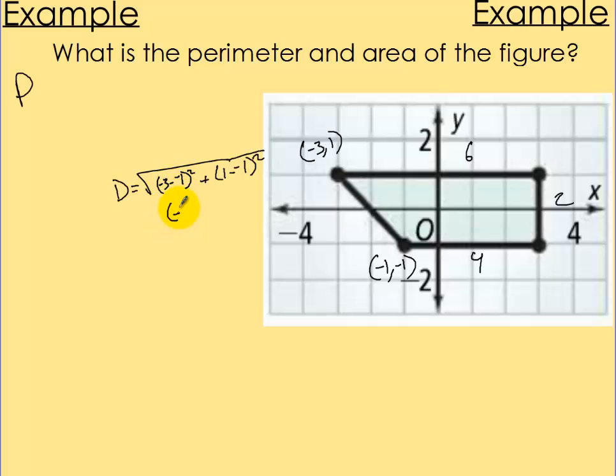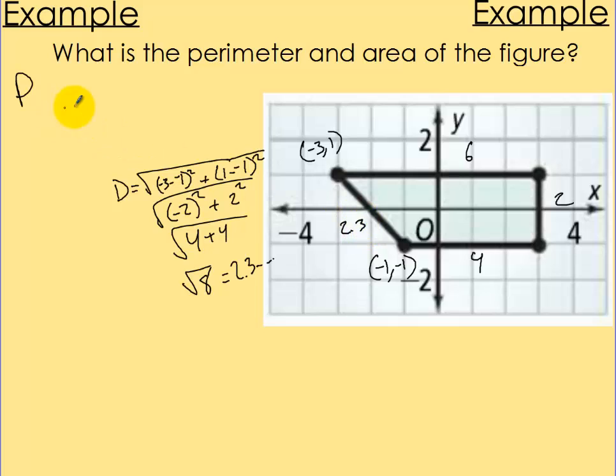So -3 minus -1 is going to become -2 squared. And this is going to be adding, what's that going to be? Plus 1 minus -1, so that's going to be 2 squared. So that's going to be 4 plus 4, which is going to be square root of 8. So D is going to be square root of 8, which we're going to round to about 2.03-ish. We'll call it that. Okay, we'll say it's 2.3.